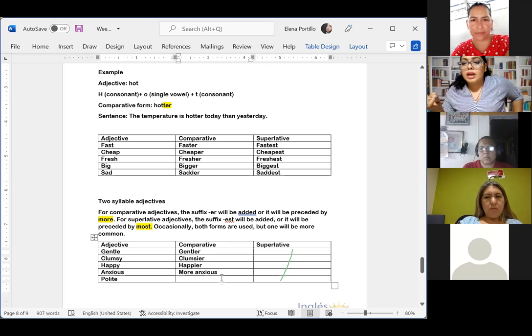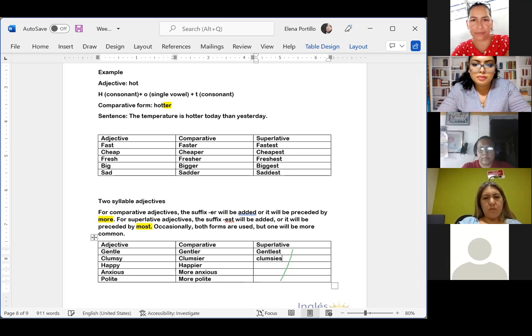Okay. We have the last one, that is polite, and we are going to add again the more. More polite. Then we have the superlatives. Gentlest. Then we have clumsiest. Then we have happiest. And here we are going to use the most. Most anxious. And we have most polite.